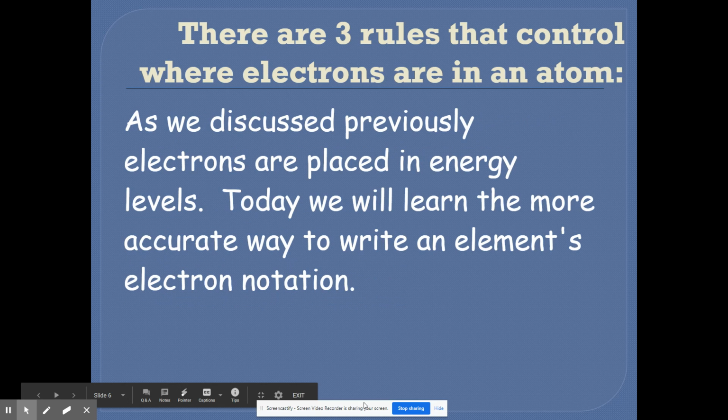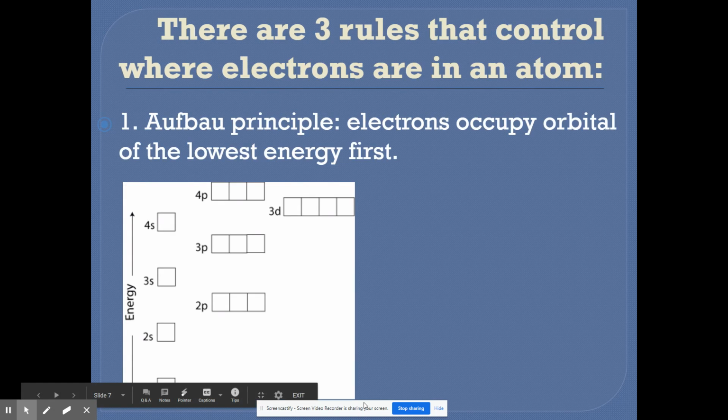There are 3 rules that control where electrons are in an atom. As we discussed previously, electrons are placed in energy levels. Today we will learn a more accurate way to describe electrons' notation. The Aufbau principle says that the lower energy levels are filled before the higher ones.